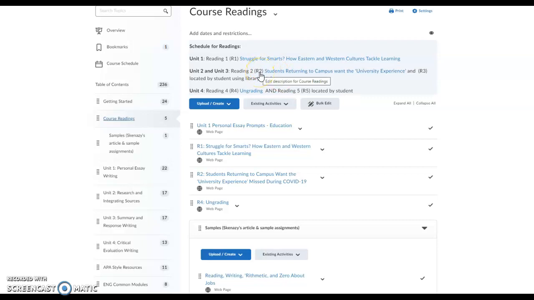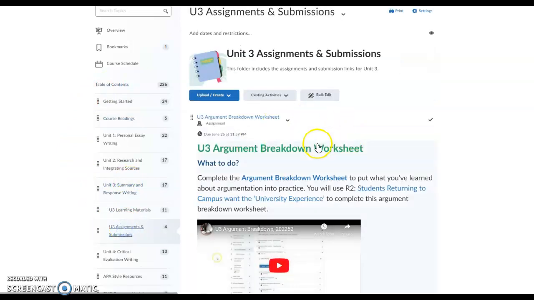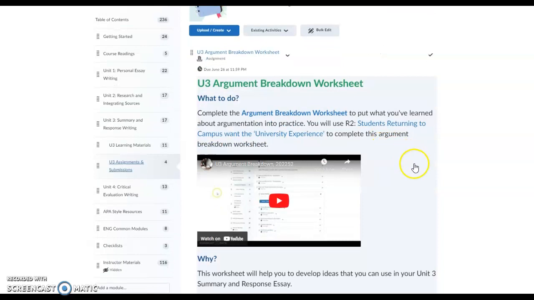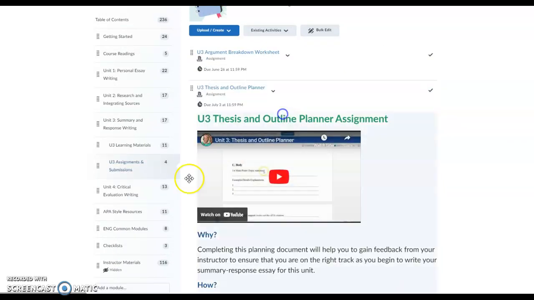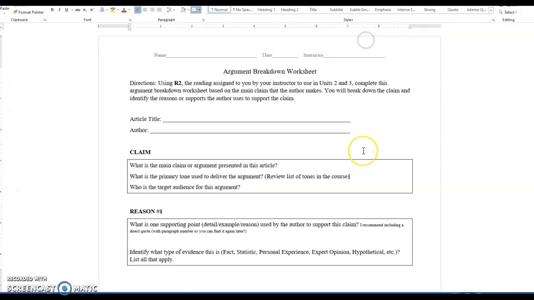So we're using R2, and you'll be going to Unit 3, Assignments and Submissions, and it's the Argument Breakdown Worksheet that we're covering today. So you'll download the Argument Breakdown Worksheet by clicking on this link, and it should open down here in the corner for you. It is a Word document. And this assignment is asking you to think carefully about the overall argument in R2.